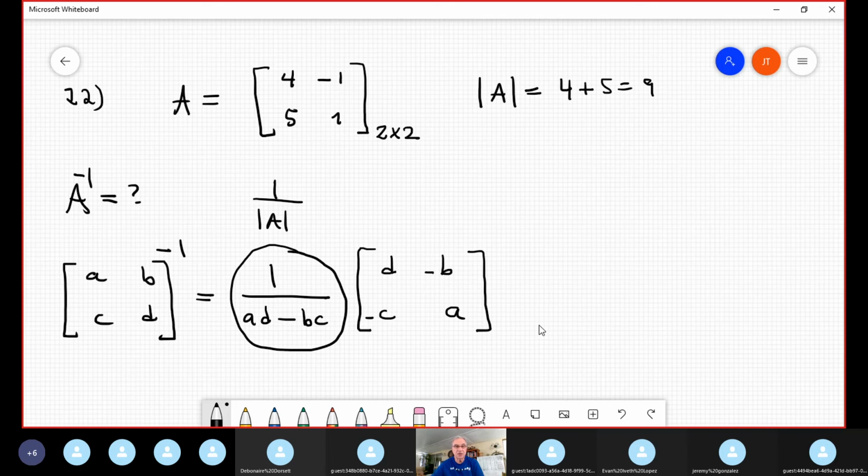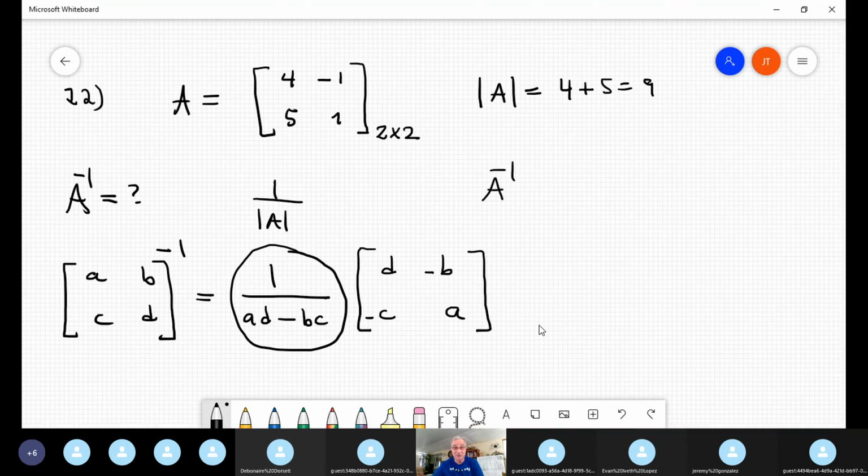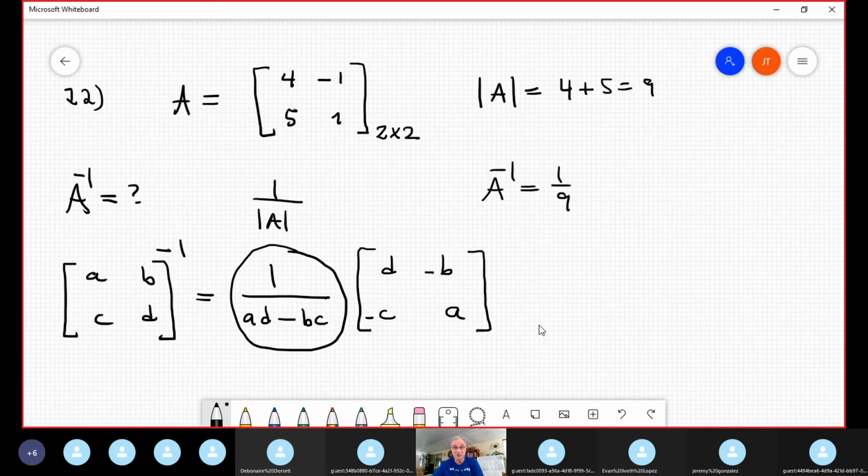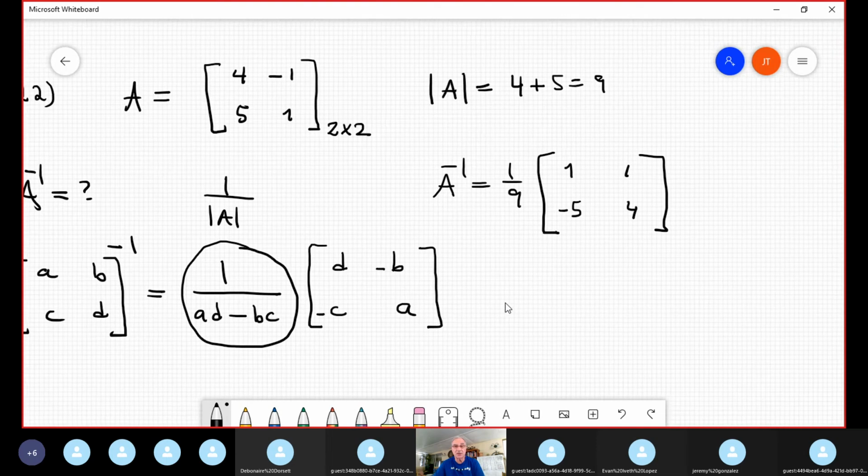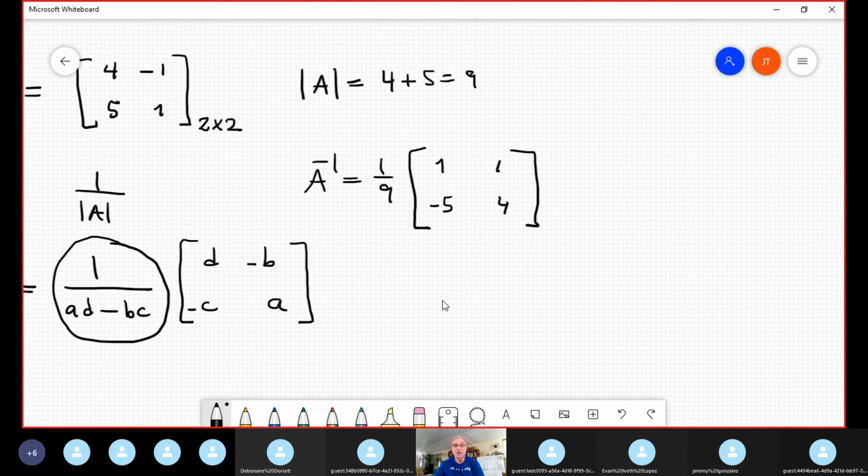So basically, in our specific example, the inverse matrix is 1 over 9. And the recipe is: you say that 4 and 1 interchange, 1 here, 4 here. And negative 1 and 5 stay the same, but with the opposite sign. And leave it like that? No. Well, yeah, you can, but much better, more elegant, is to write the inverse matrix like that.